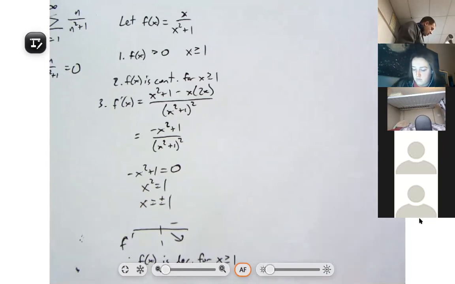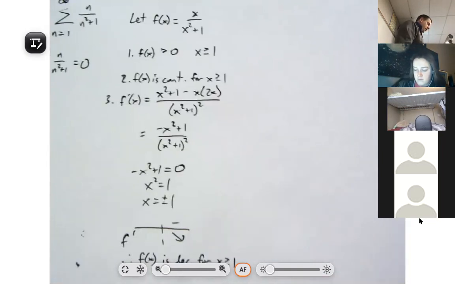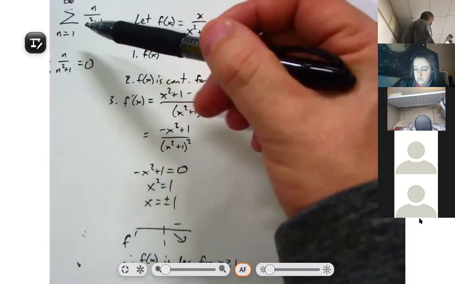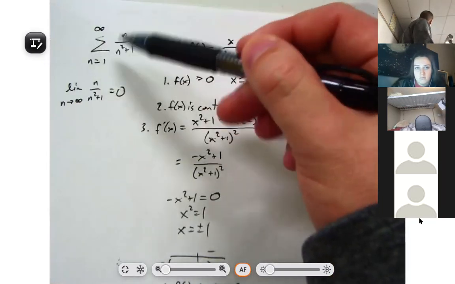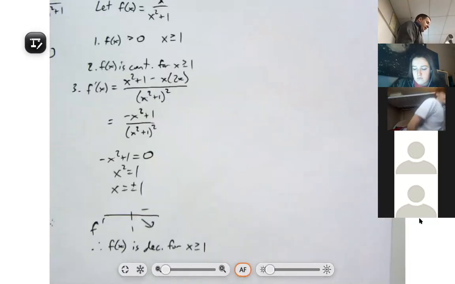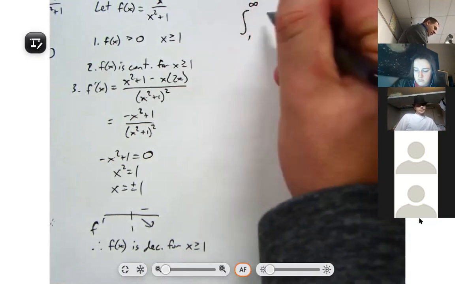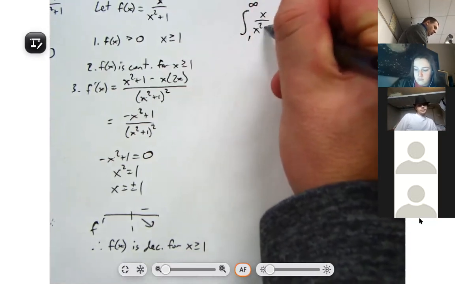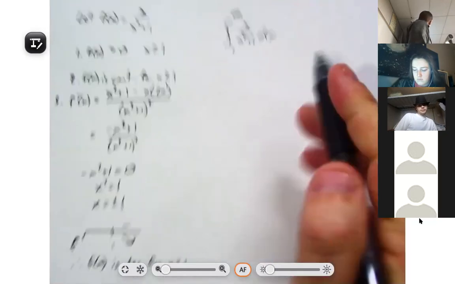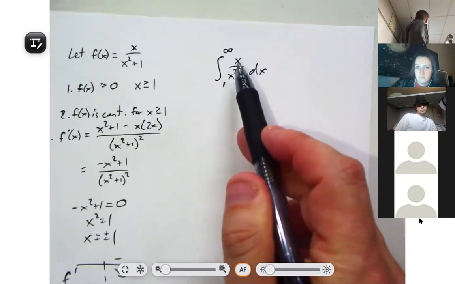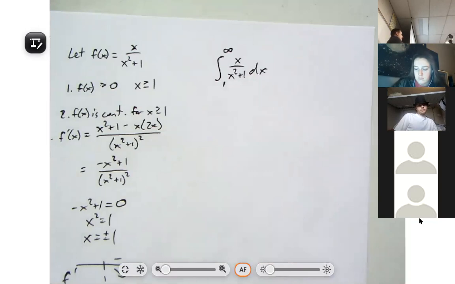Okay. So here's what we're going to do. Instead of the series from 1 to infinity with n's, I'm going to do an improper integral from 1 to infinity with these x's. And basically what the integral test says is, if this integral converges, then that series also converges. If this integral diverges, then the series diverges. They're going to behave the same exact way.